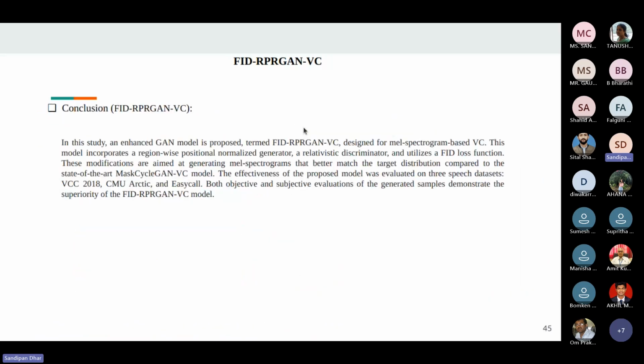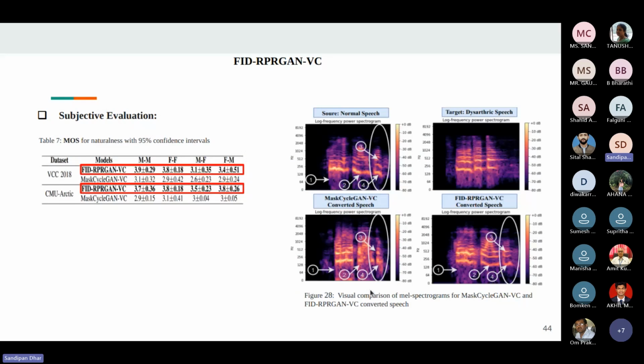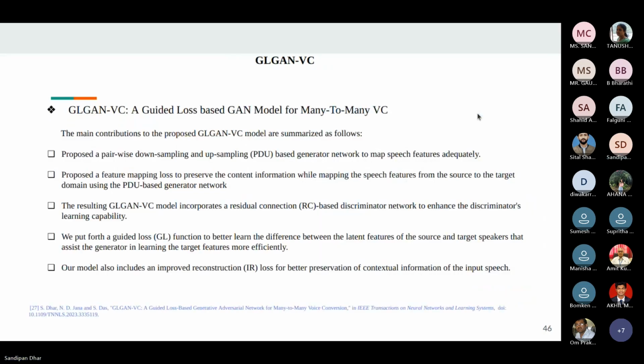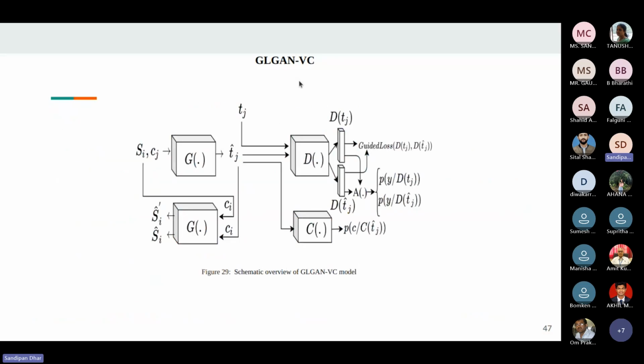Then I have already explained how we have used the FID metric, the FID RPR GAN model, for normal speech to dysarthric speech to normal speech voice conversion. So given the dysarthric speech, we can convert it into normal speech. Then there is another model that we have introduced. It is for many-to-many voice conversion. So I'm going to the schematic overview of the many-to-many voice conversion. I've already explained how the model works. See, the generator G is the mapping function that I've already shown.